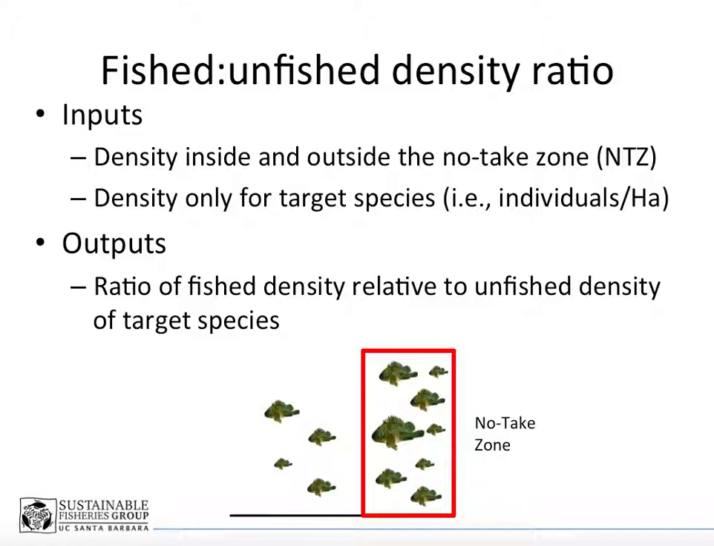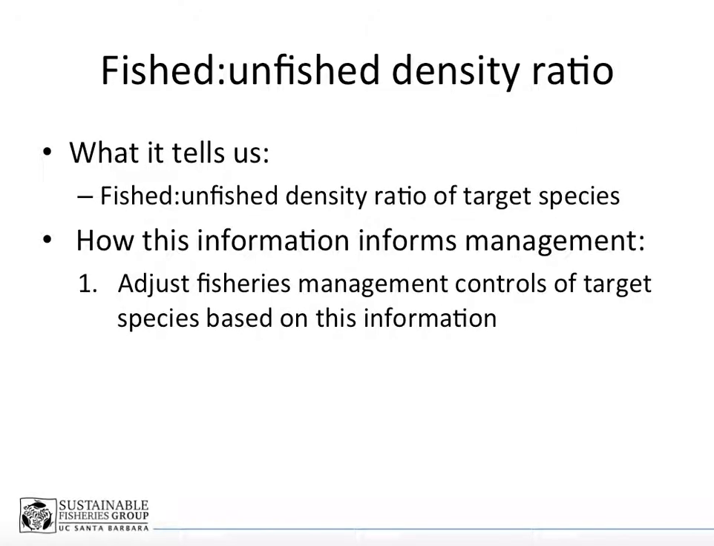Finally, we looked at the fish to unfished density ratio. So this uses density inside and outside the no-take zone, but only for the target species. So only for species that we're actively fishing and looking to manage. And so this number, instead of the previous one, is individuals per hectare. And the output is the ratio of the fish density relative to unfished density of our target species. So this tells us a ratio, which again, a higher number is good, where a lower number is bad. And we can use this to inform management to adjust our controls accordingly.